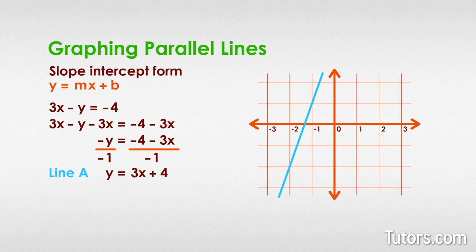Now add another line that keeps the x value the same. You only need to retain 3x, so you could write y equals 3x minus 5. This new line is far to the right of the first line, but is exactly parallel because the x value determined its slope. Same x value, same slope, both lines parallel.